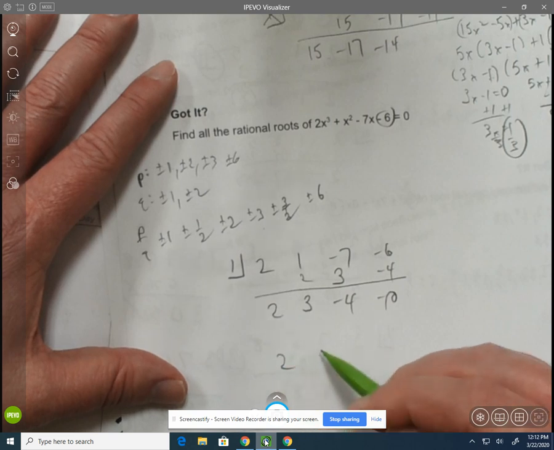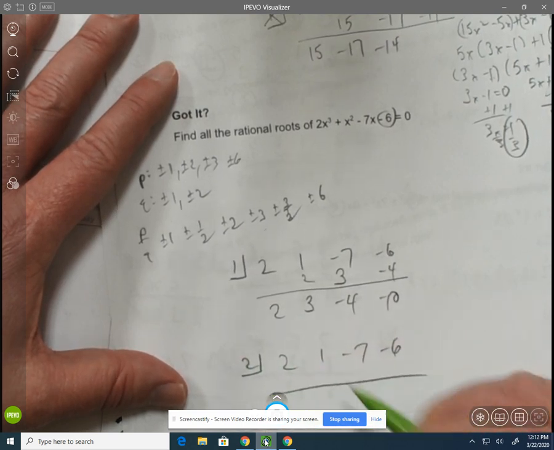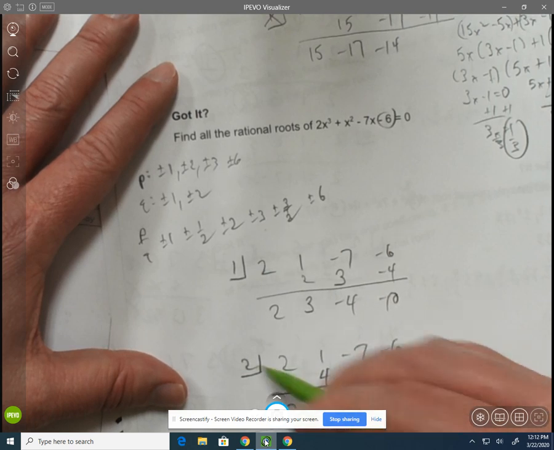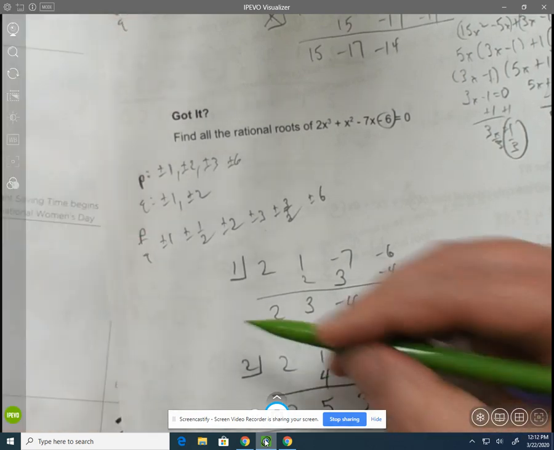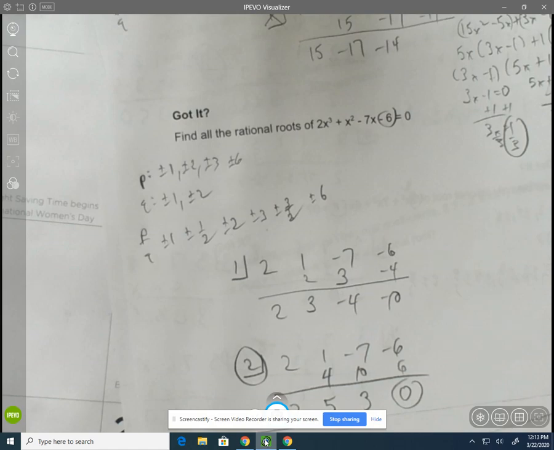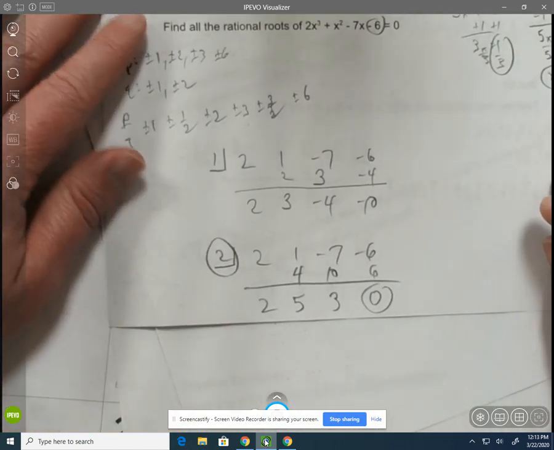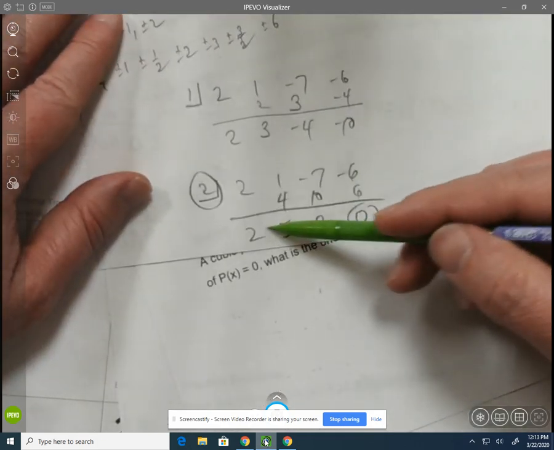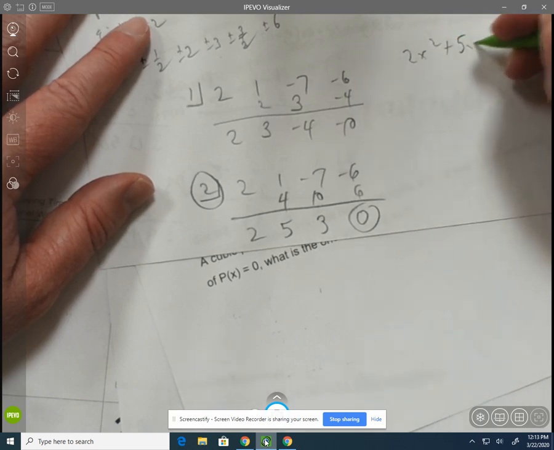Let me try the same thing with 2 this time. So this can get kind of tedious if you don't guess right away. So add, multiply, add, multiply, add, multiply. Oh, ding, ding, ding. There it is. All right. So one of my roots is 2. And now, again, the good news is, since it started off as a cubic, the answer down here is a quadratic. It's 2x squared plus 5x plus 3.